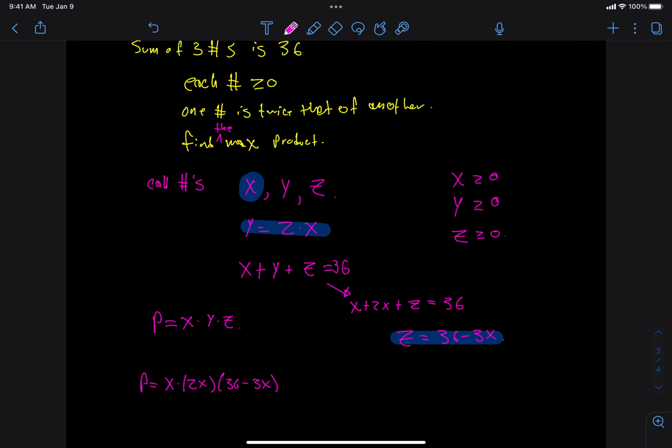Okay, so now this is looking better than it was before, because we've translated a 3-variable function into a 1-variable function. I know how to use calculus to find the max or min of a 1-variable function, right?